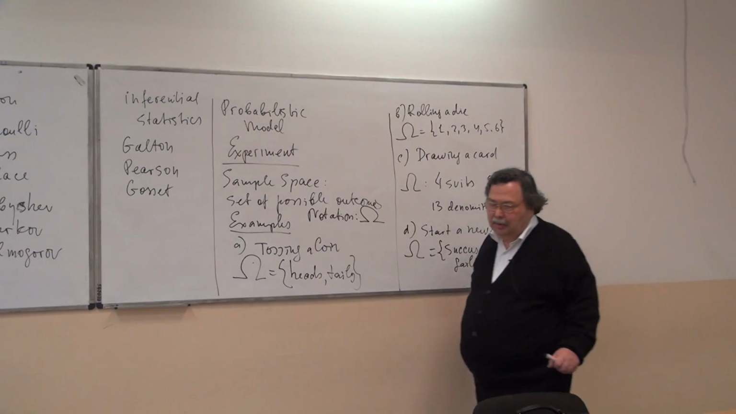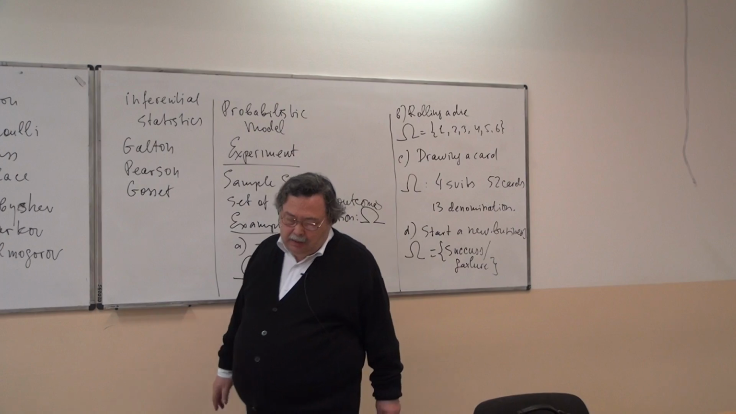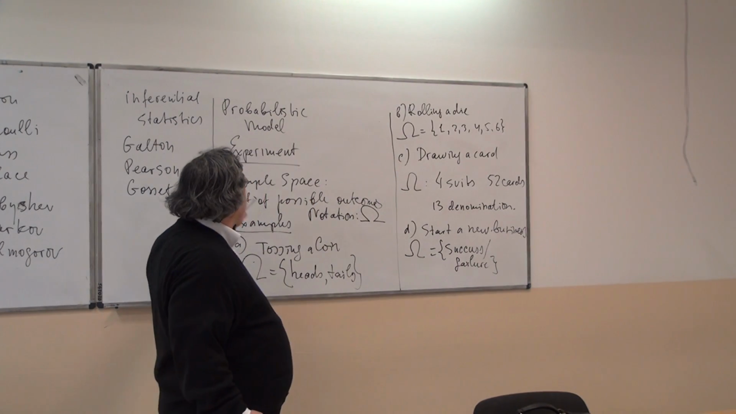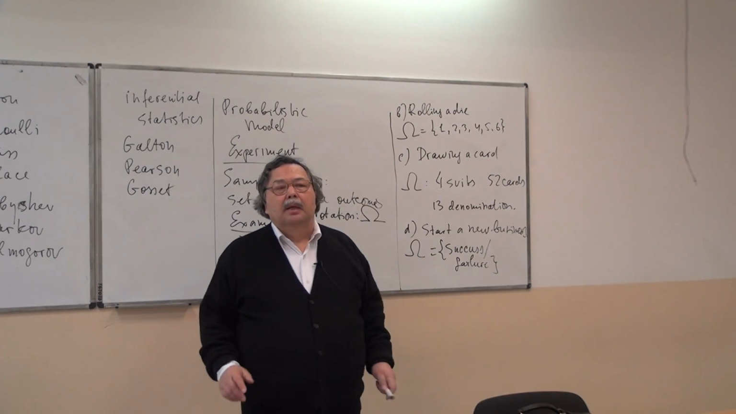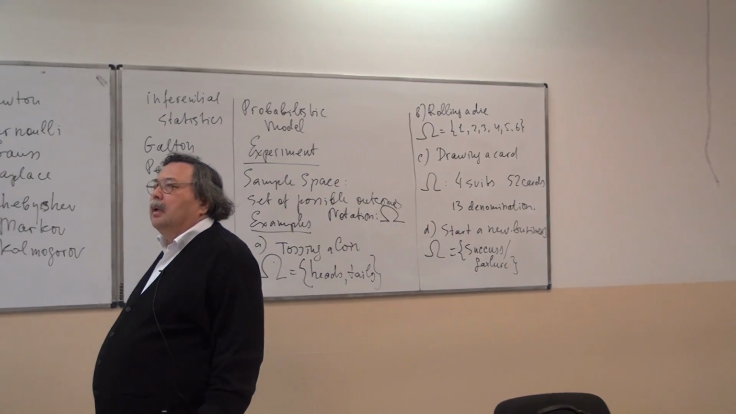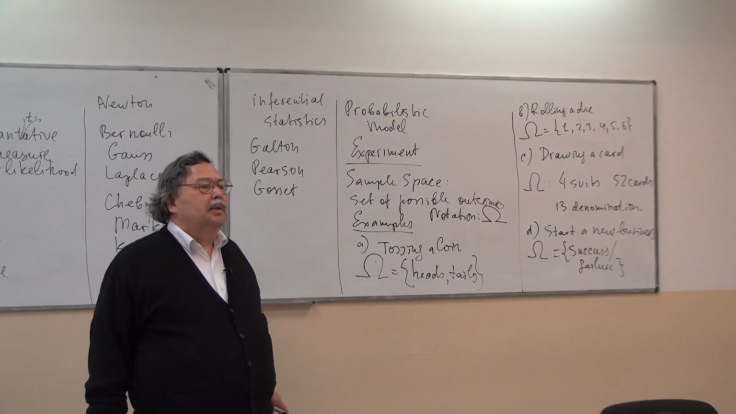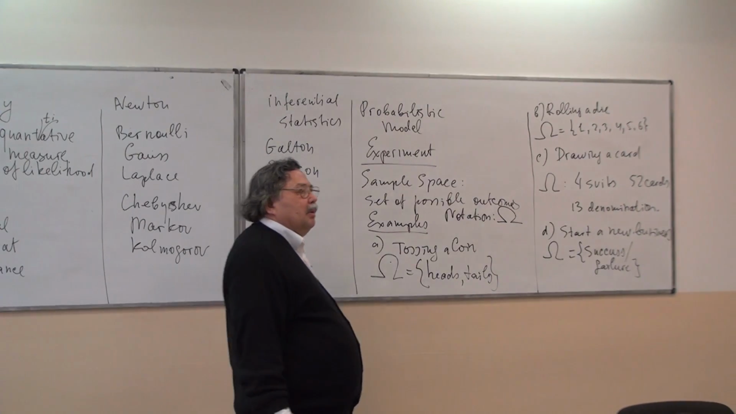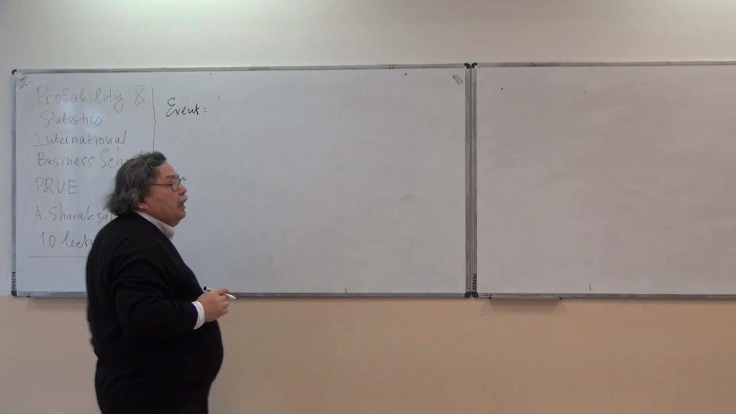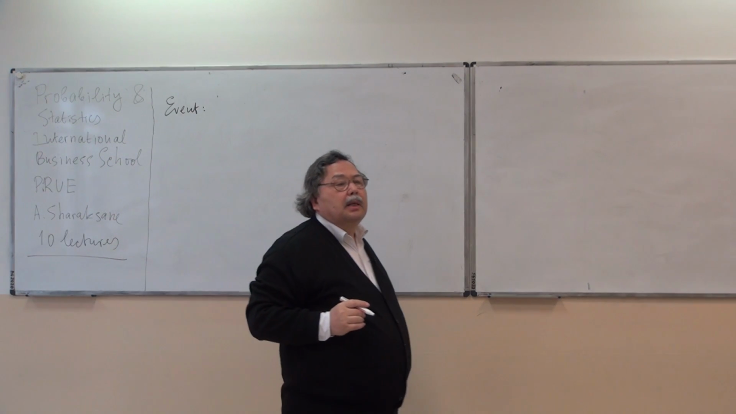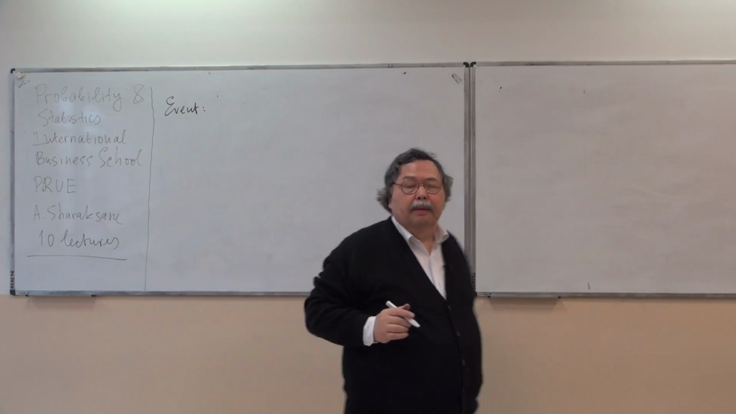Just very simple examples. All right, so we start with defining experiment, then we define the sample space, and the next step is this. The key term and the key notion in probability theory is that of event. An event by definition is any subset of omega.